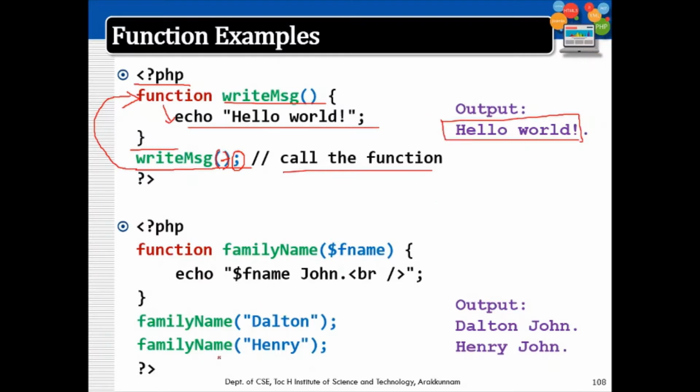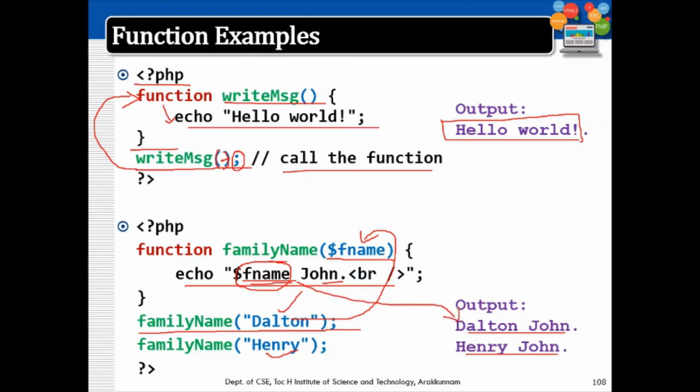Here is another function example. Here I have a parameter fname, and this will be executed, and the output will be the fname which is passed as a parameter. I am making two function calls here, one with Dalton and one with Henry. So the output will be fname John. The first output will be Dalton John and the second will be Henry John. In this case, Dalton will be passed as fname, and that fname will be printed, and this will be the output. This is how the flow of a function is maintained.